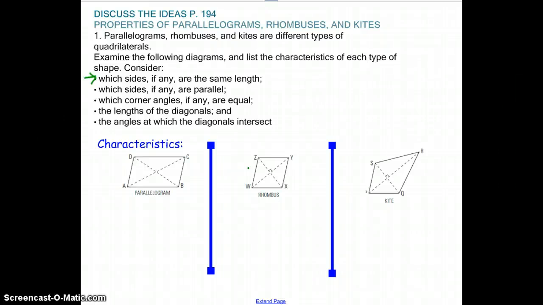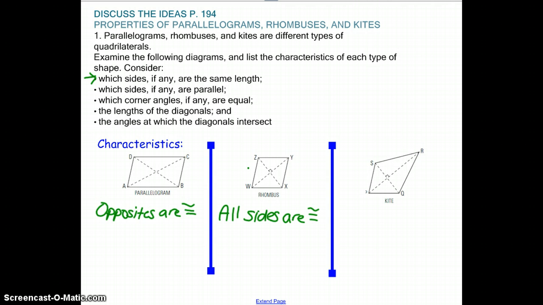Okay, so we're going to consider parallelograms, rhombuses, and kites. First, we want to have a look at which sides are the same length. So let's have a look at a parallelogram. Which sides are the same length? Okay, the opposite ones are the same length. So opposites are congruent. How about with the rhombus? Which sides here are the same length? Okay, all sides are the same length. So all sides are congruent.